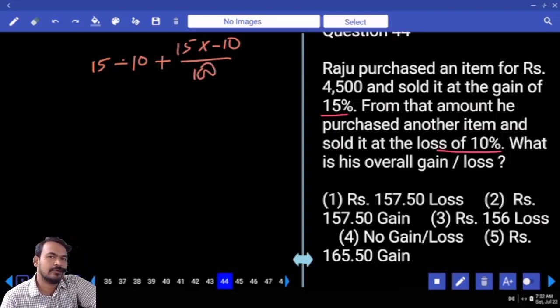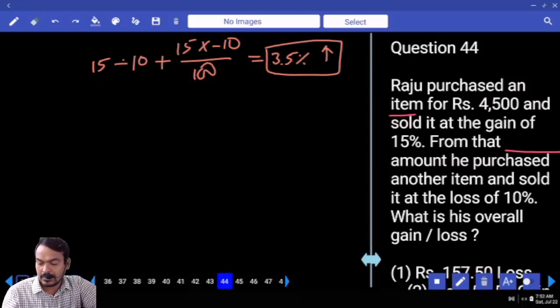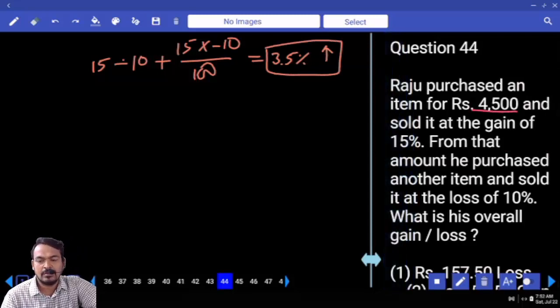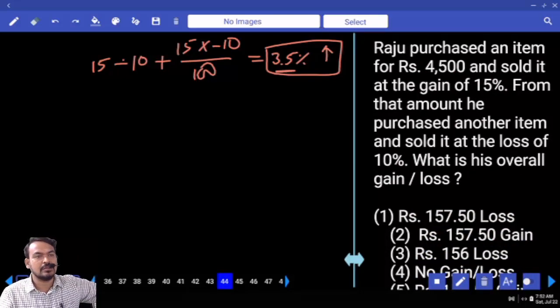We are getting the percentage. If you get profit, then we write the profit value. If you get loss, we write the loss value. 15 minus 10, how much? 5. 15 into 10 means 150. By 100 means 1.5. 5 minus 1.5. What is the remaining? 3.5. 3.5% gain or loss? Gain. What is the initial value? 4,500. In that, how much percent gain is received? 3.5.